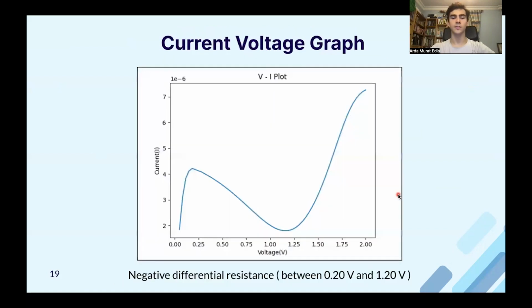And here are our results. As you can clearly see, there is the negative differential resistance region, roughly between 0.20 volts and 1.20 volts. Hence, we can come to the conclusion that the Aharonov-Bohm ring can be used as a resonant tunneling diode.